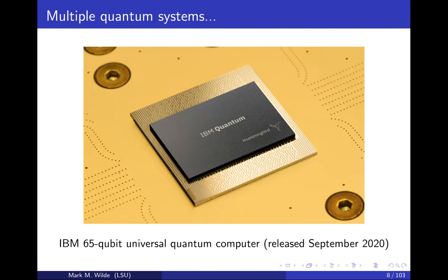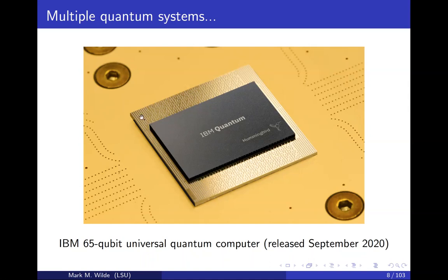Why do we want to talk about multiple quantum systems? Well, quantum computers and quantum information processing devices more generally are not particularly useful if they consist of just a single qubit, right? It only becomes useful if you have many, many qubits.